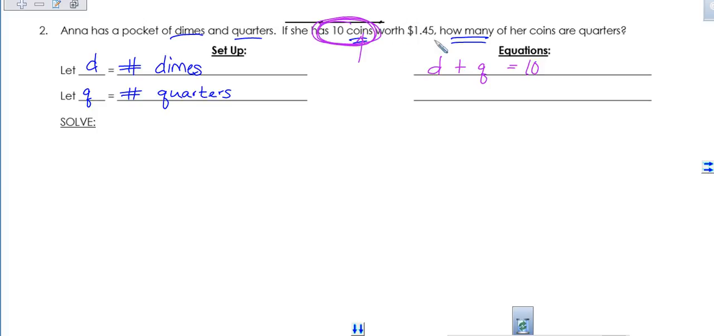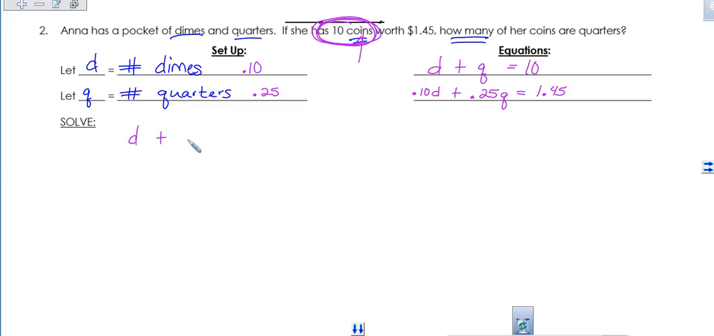So now we go to worth. Okay? So how much are they actually worth? Okay? Well, a dime is 10 cents or .10. So you could go .10 dimes plus the worth of a quarter. Well, we all know quarters are 25 cents, so that's 0.25. So we do 0.25 quarters. And when you had however many dimes you had plus however many quarters you had, it equaled $1.45.